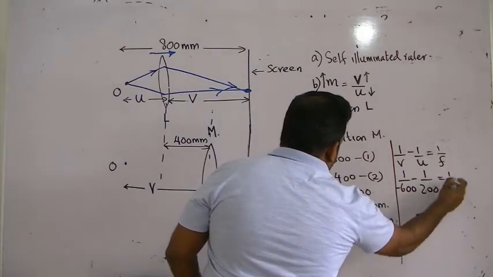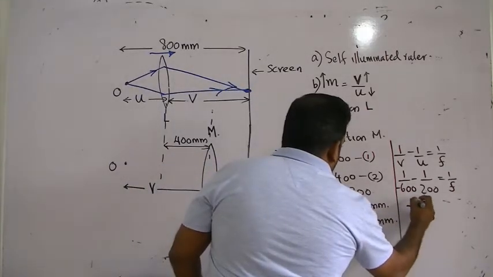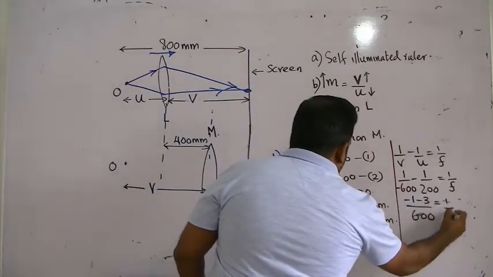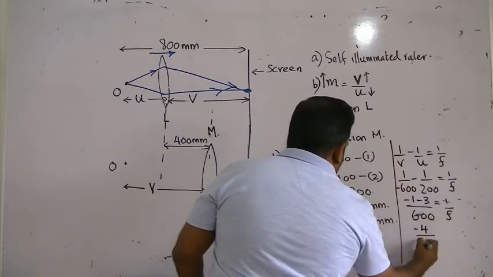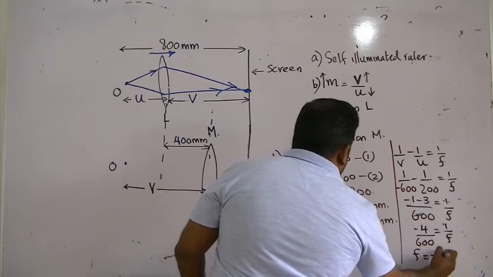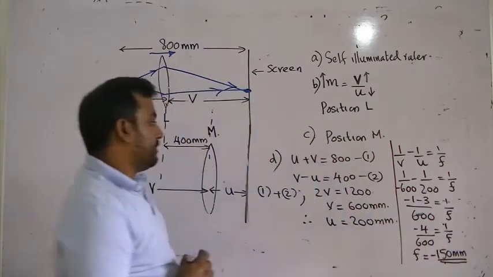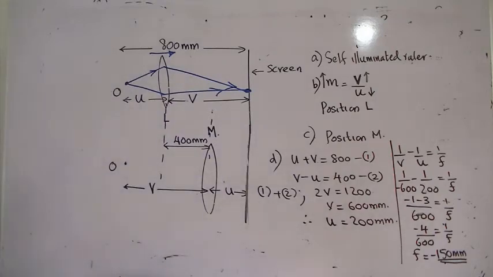Focal length, whatever we don't know, don't put a sign convention. Common denominator 600: minus 1, minus 3, equals 1 over F. Minus 4 over 600 equals 1 over F. F is equal to minus 150 millimeters.